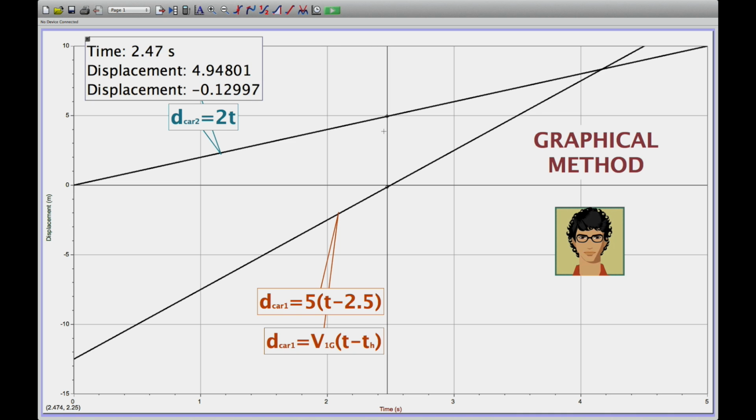So we were looking at it from the perspective of the y-axis right here, where my cursor is right now, and the intercept was 5 meters. So there's a few ways to look at this even graphically. Next, I'm going to show you the algebraic method by setting the offset for car 2 and giving it a head start in time.